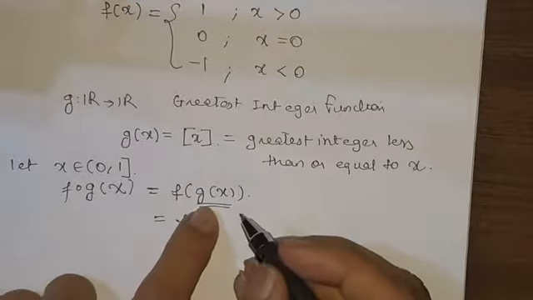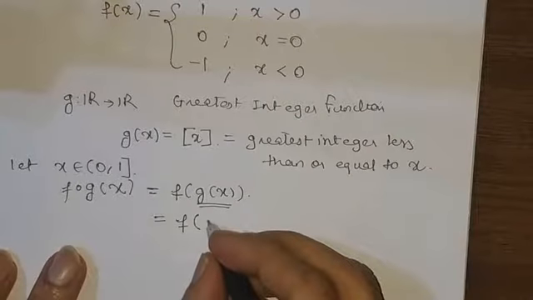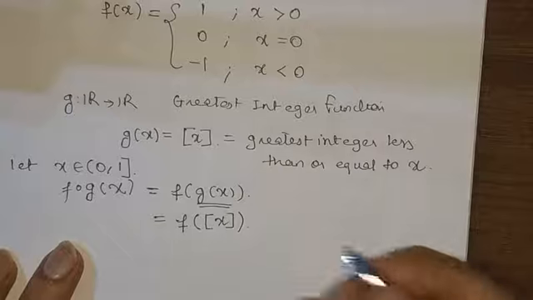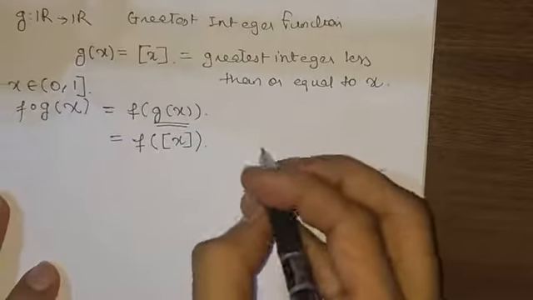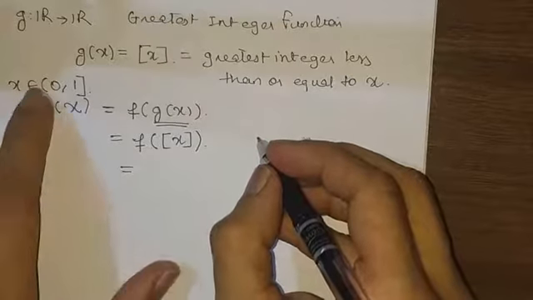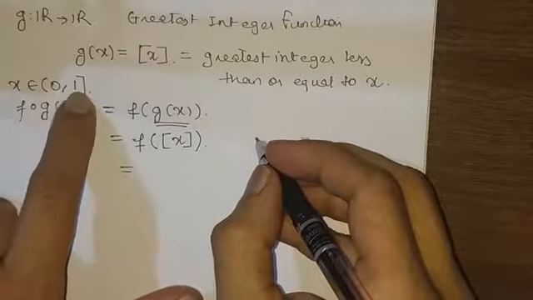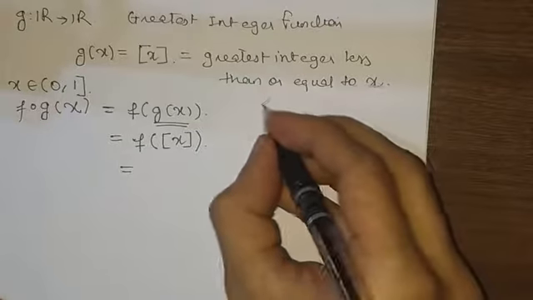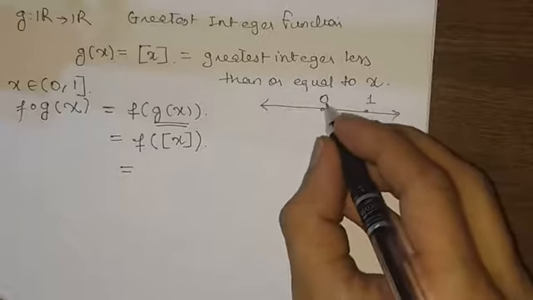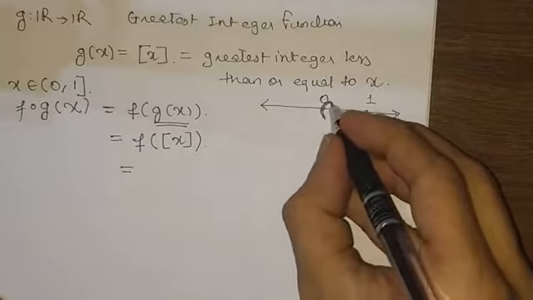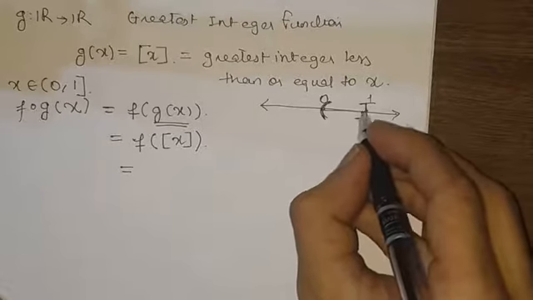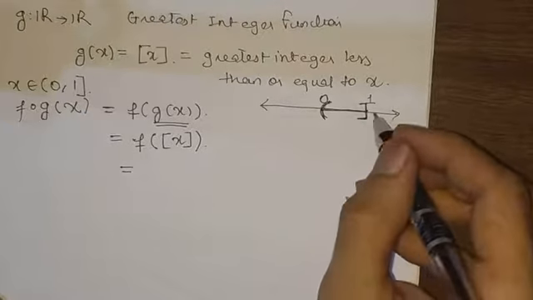Now g of x is this greatest integer function of x. Now if you look at this, x belongs to (0, 1], right? So if you look at the number line, this is 0, this is 1. So open 0 means 0 is not included, and closed 1 means 1 is included, and all these numbers which are between 0 and 1.